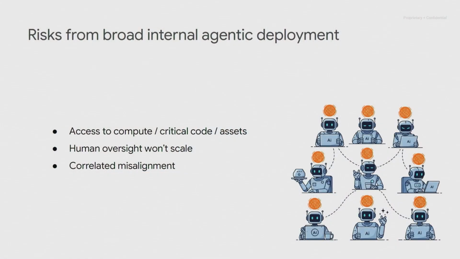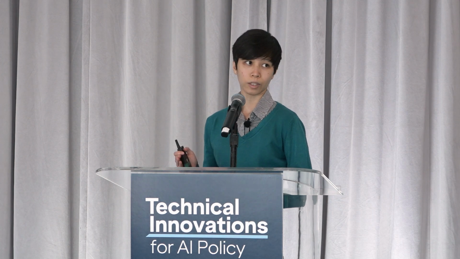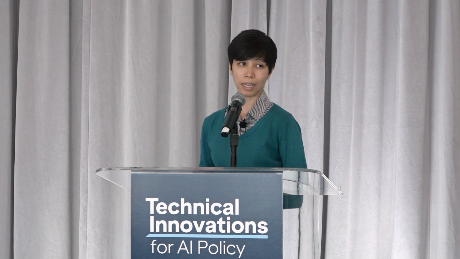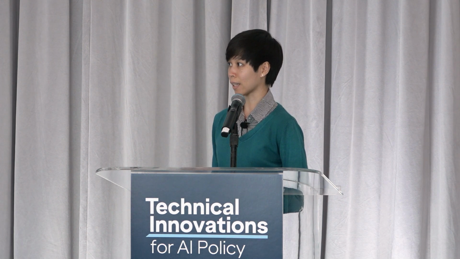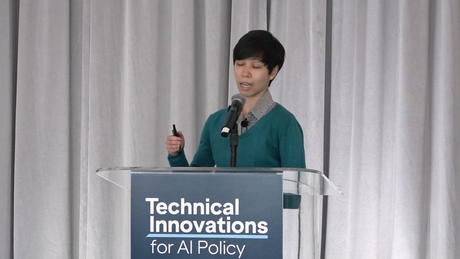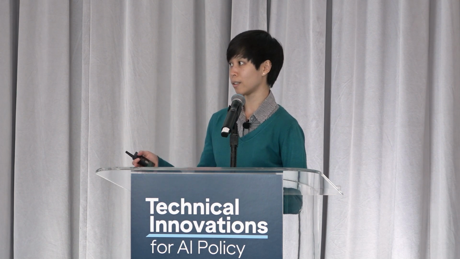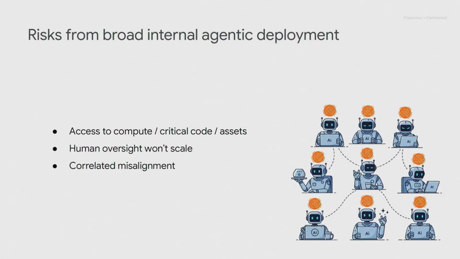Here are three points to illustrate this risk. First is that models will probably get access to various critical assets. For example, to do different types of ML research, models might need access to model weights or to large amounts of compute. They might need to access sensitive code. For example, they could be involved in writing training code or inference code for the next generation of models. They could be making evaluations or writing monitoring code. And these are all opportunities for misaligned models to cause harm.